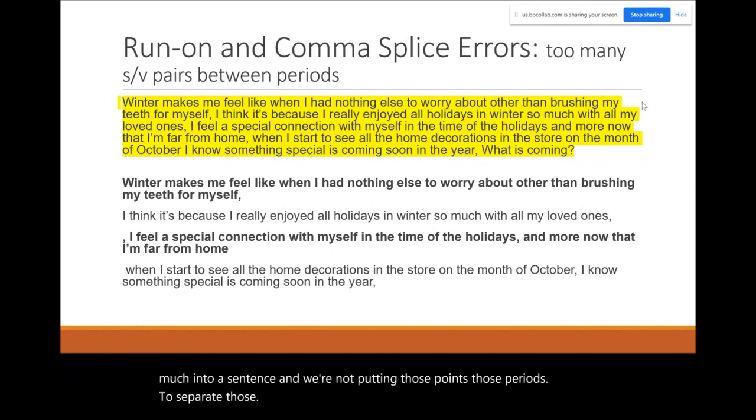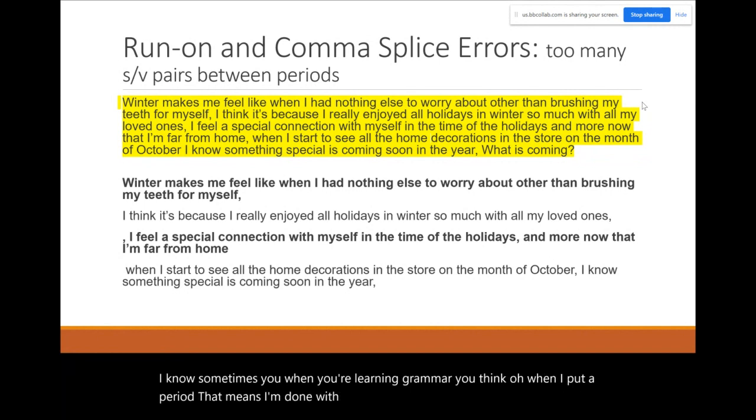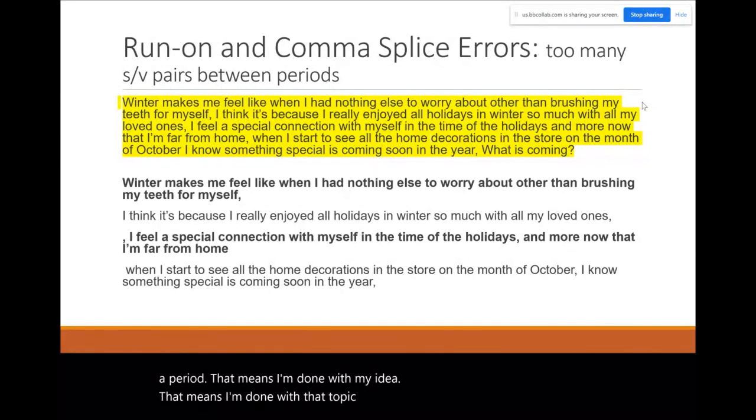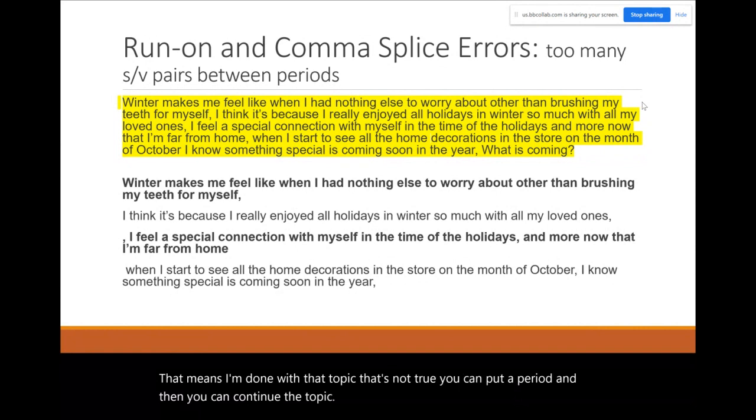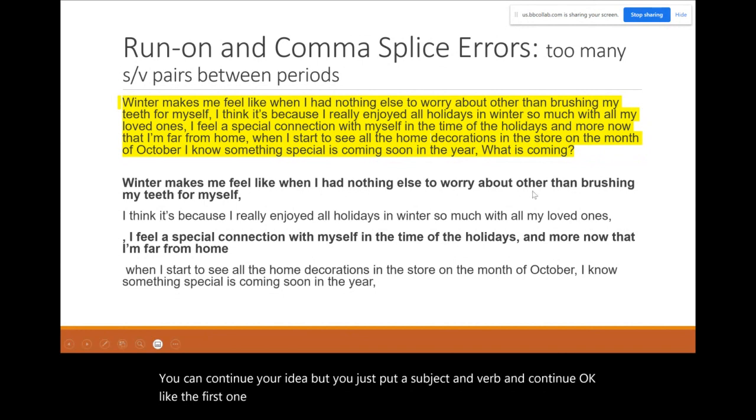I know sometimes when you're learning grammar, you think, oh, when I put a period, that means I'm done with my idea. That means I'm done with that topic. That's not true. You can put a period and then you can continue the topic. You can continue your idea, but you just put a subject and verb and continue, okay? Like the first one, winter makes me feel da da da. I think it's because, right? I'm talking about why winter made me feel this way. But I separate it into two sentences, and that's okay.